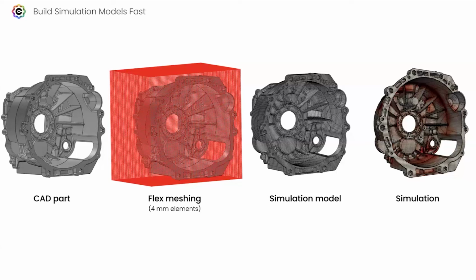And isogeometric analysis really means that you're using the CAD geometry directly in simulation, but even more fundamentally, it means you're using spline functions as the core basis function technology in the finite element method. And the power of spline functions is pretty important because it allows you to then relax some of the constraints on meshing that make meshing so difficult and error prone.